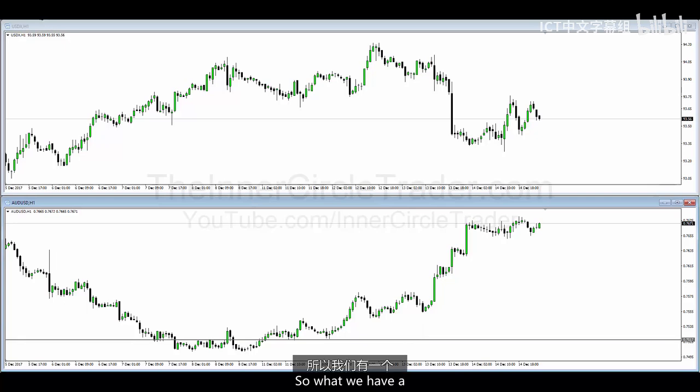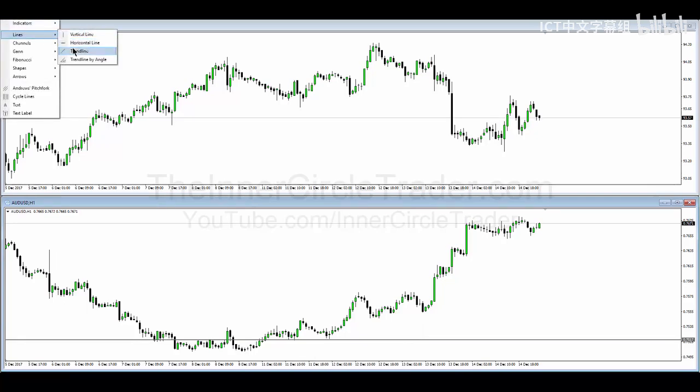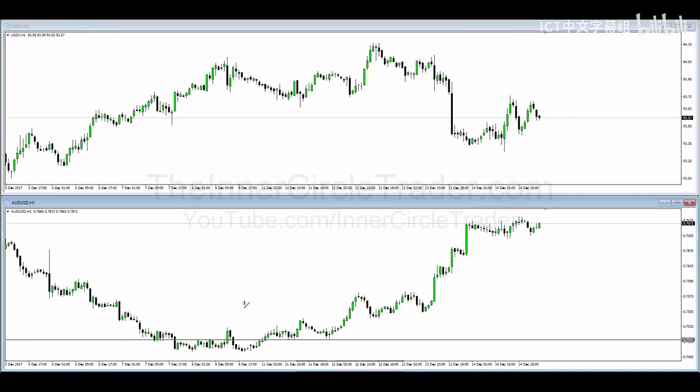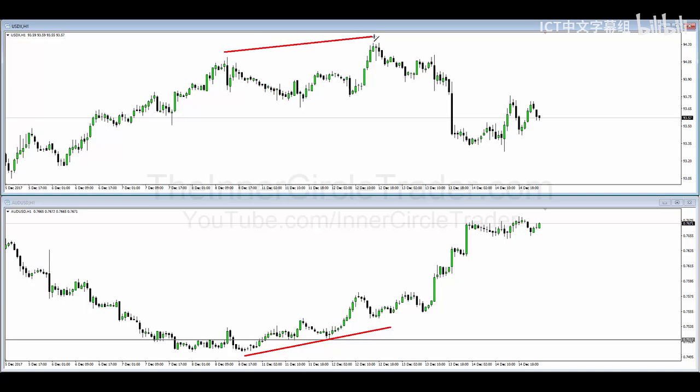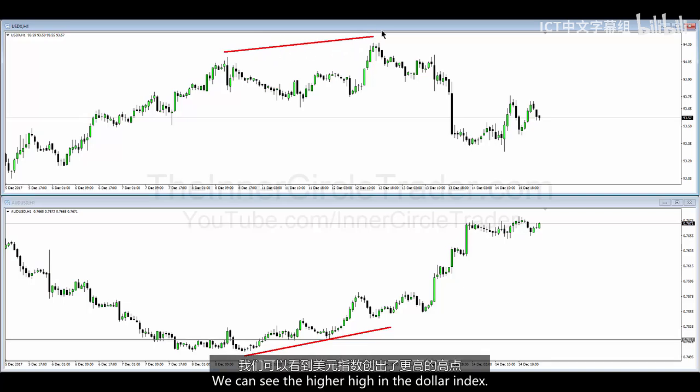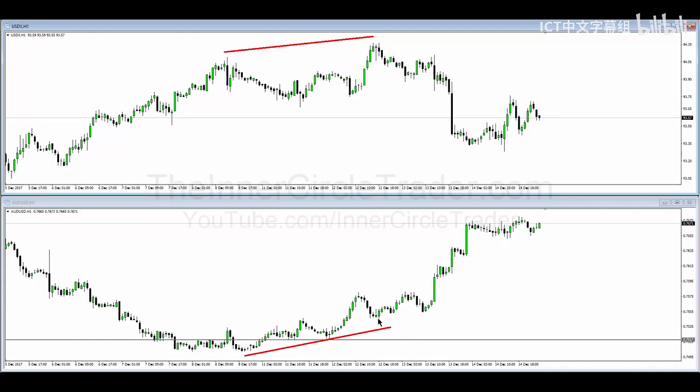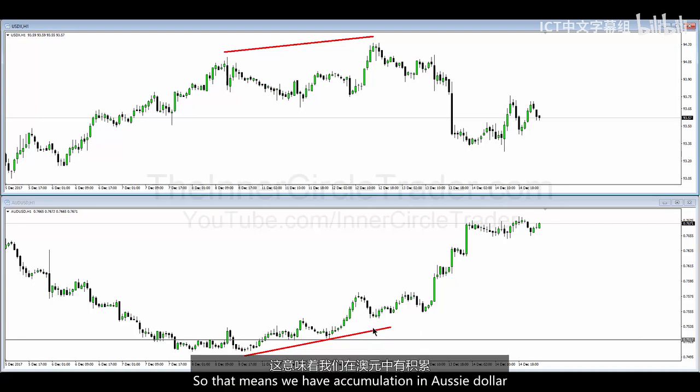So what we have is a graphic depiction of real accumulation in the Aussie. We can see the higher high in the dollar index. We should see a lower low in the Aussie dollar. We don't see that. So that means we have accumulation in Aussie dollar, distribution in the dollar index.